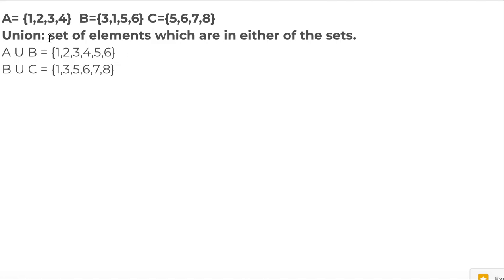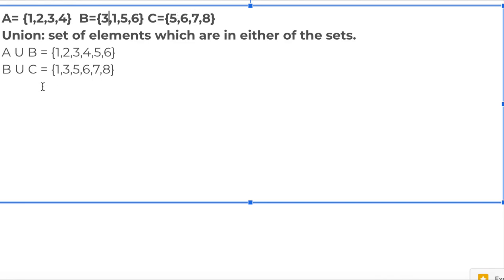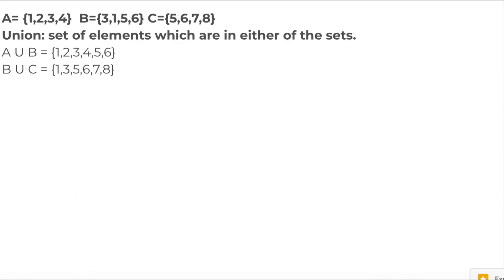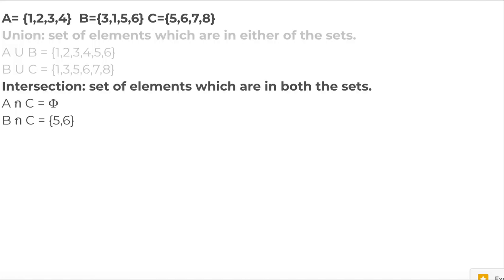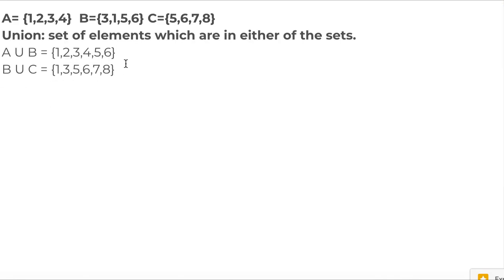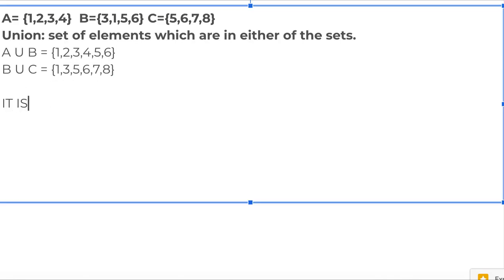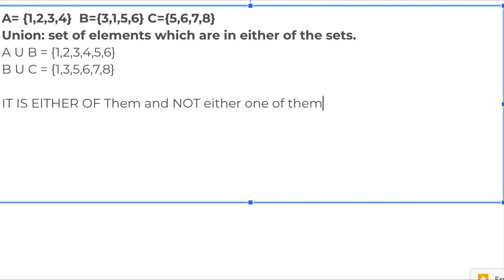B union C would be, let's look here. B, C is here, so that's 3, 1, 5, 6, and 5, 6, 7, 8. So we have 1, 3, 5, 6, 7, and 8. So that's the union. That's elements in either of them, not either one of them. So there's a big difference here actually. It is either of them, and not either one of them.